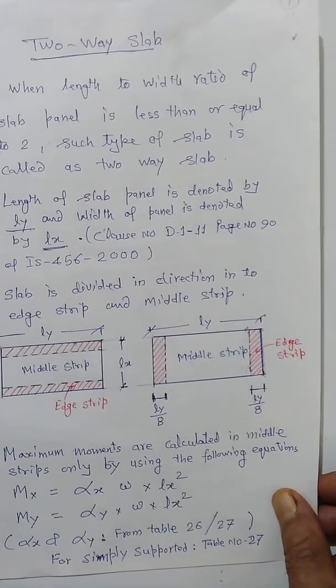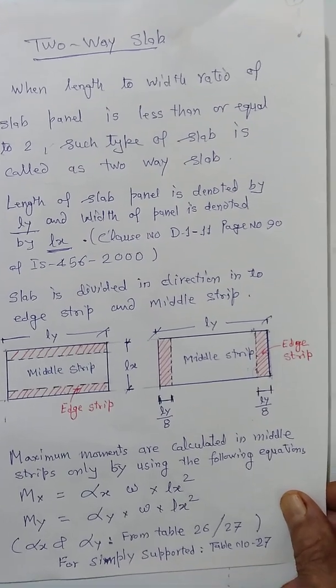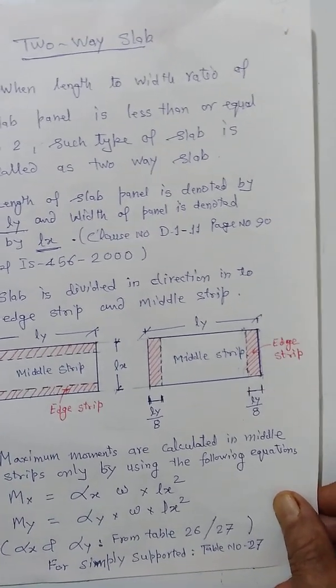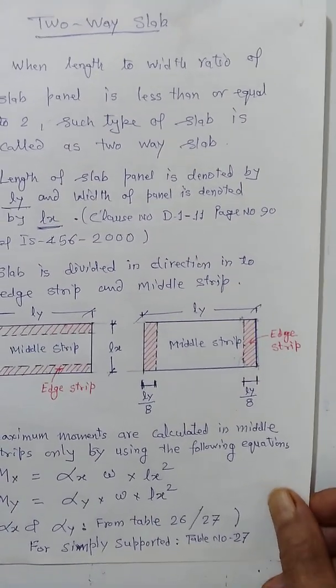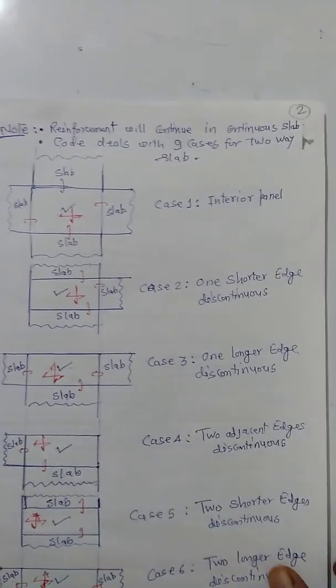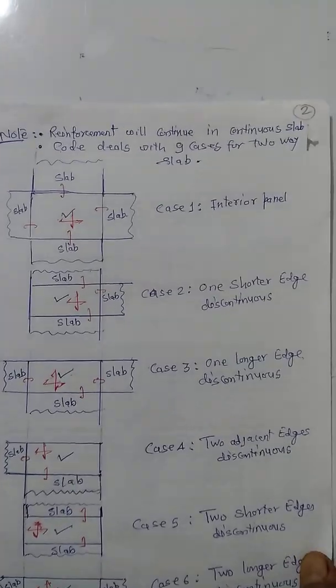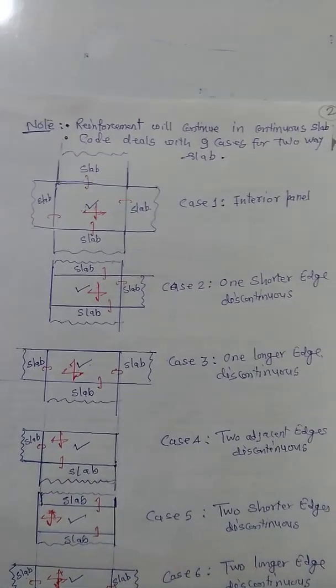Now, there are various types of cases which have been dealt with here in the IS code. There are 9 cases dealt with for different types of two-way slabs. Let us deal with this. All 8 or 9 cases have been explained here.